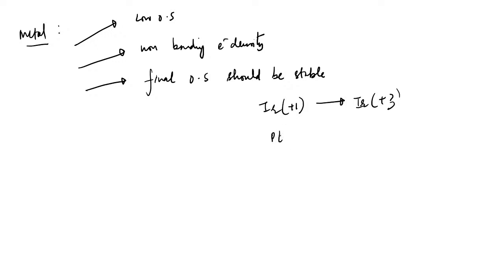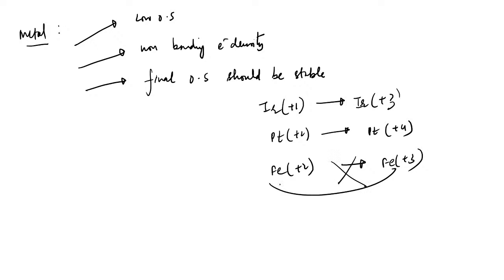Okay. If we have platinum plus 2, so it will go to platinum plus 4, right? If we have iron plus 2, so it will go to iron plus 3. So there is no increment of plus 2, so this is not oxidative addition reaction. So iron won't give oxidative type of reactions. Okay. So there is increment of plus 2 oxidation state.